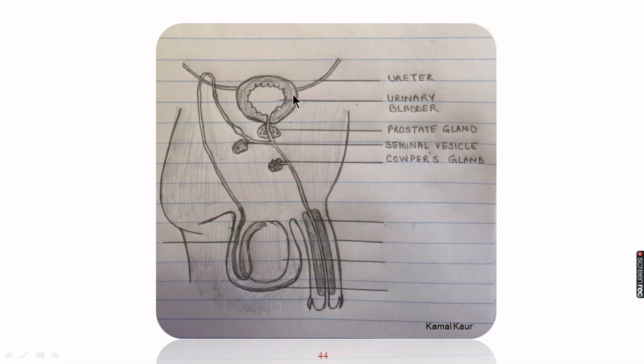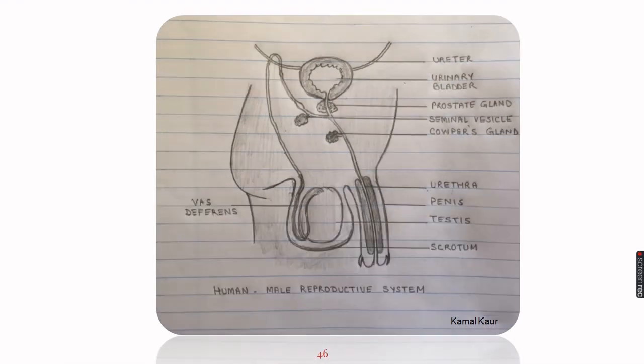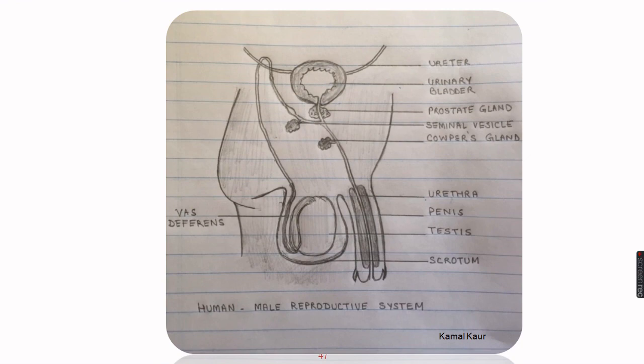So this part was the ureter, urinary bladder, then prostate gland, seminal vesicle and Cowper's gland. Urethra, which is passing through the penis, then this is the penis, testis, scrotum, and this vas deferens we have labeled on the left side. This is the diagram of the human male reproductive system.